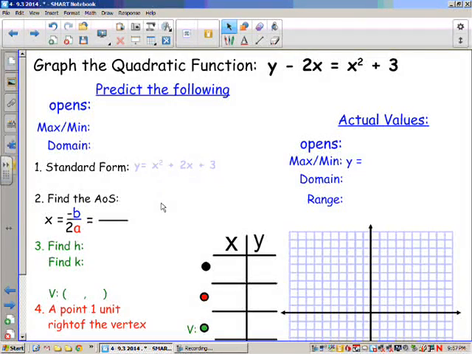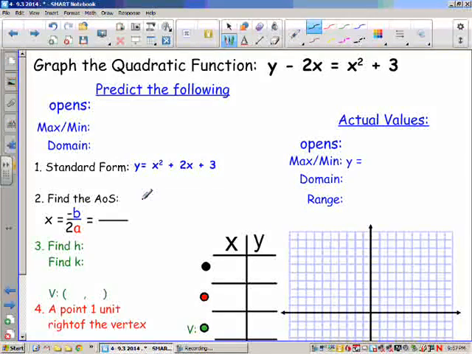Okay, hopefully you got x squared plus 2x plus 3. For predictions, see what you can gather from this information. Hit pause. Okay, since a is positive again, we expect this parabola to open up. It has a minimum at the bottom of the curve. That's the vertex, and again the domain, all reals.